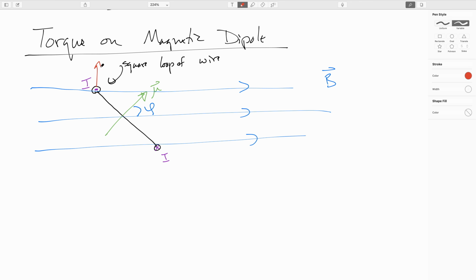The magnetic force here is pointing up. And similarly here, it's pointing down. And these are equal because the current is the same and it's a square loop. So we'll just go ahead and say that this is a square loop of length L on a side.